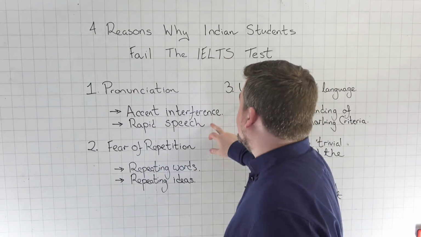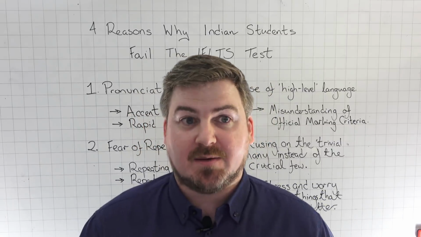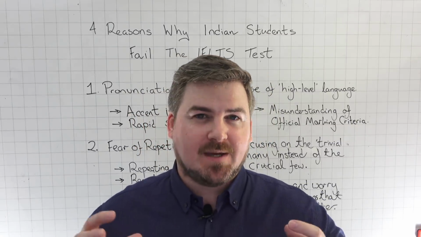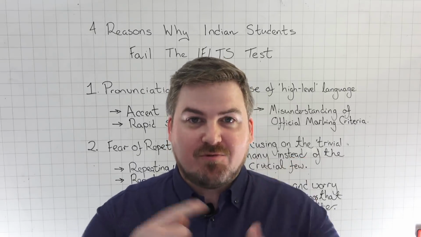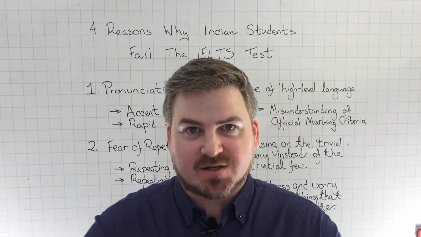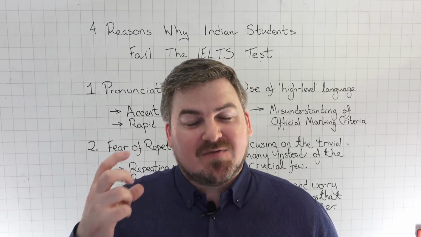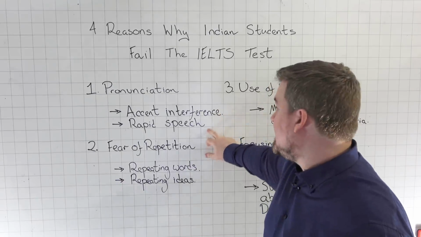The other thing with many Indian students is they speak extremely quickly sometimes, not all the time, but maybe 3 or 4 words in a sentence, and they'll say them really, really quickly. So I call it machine gun speech, like da-da-da-da-da. And it's extremely difficult to understand if there's problems with accent interference and rapid speech.